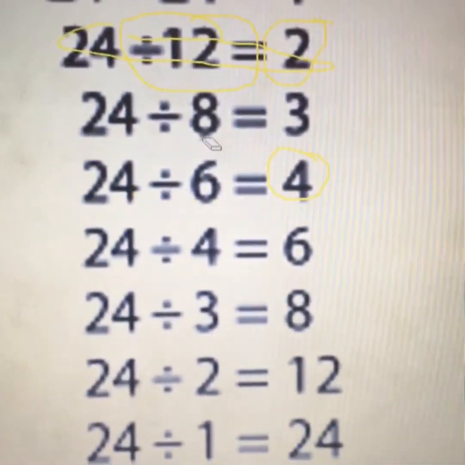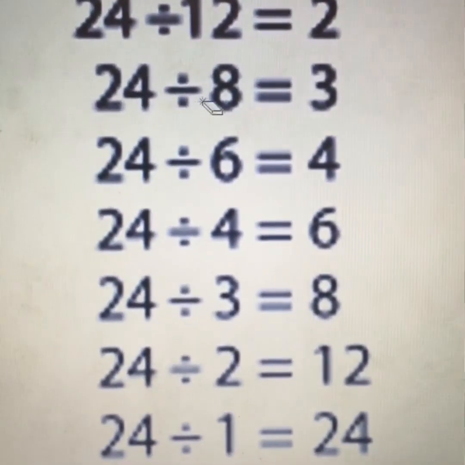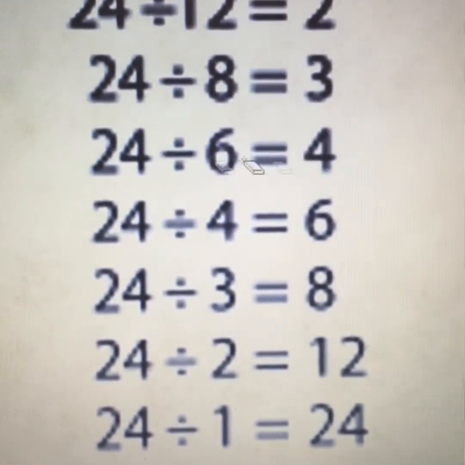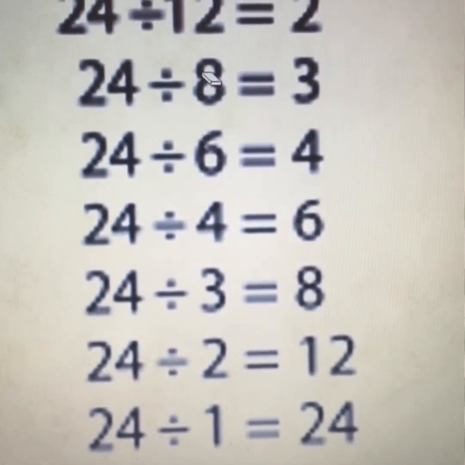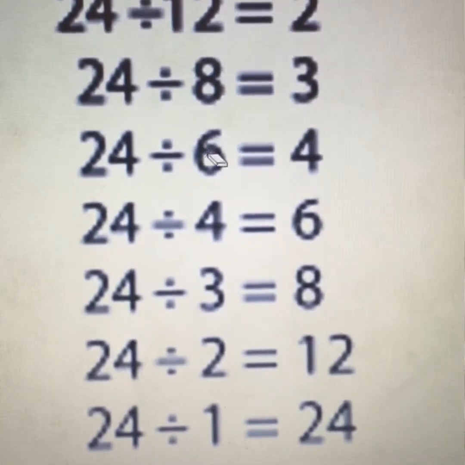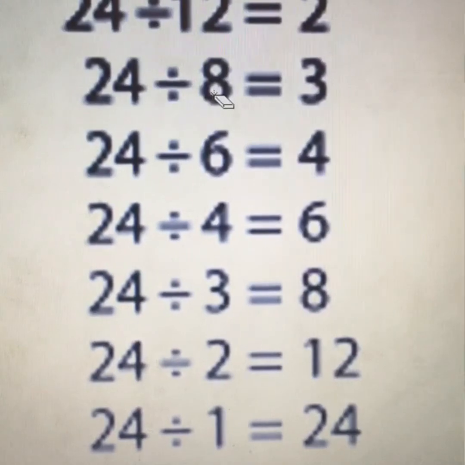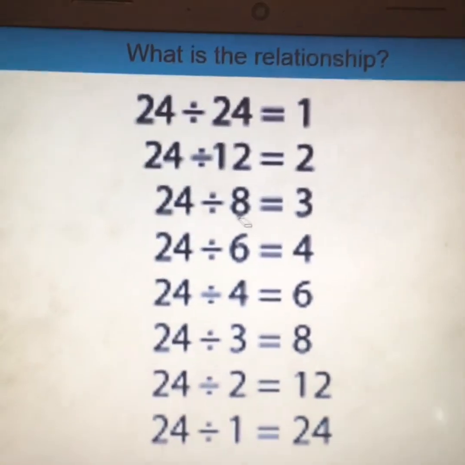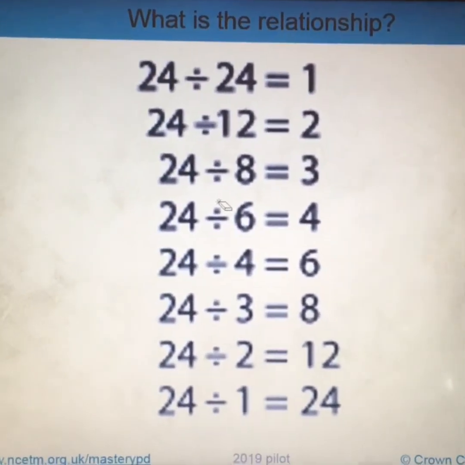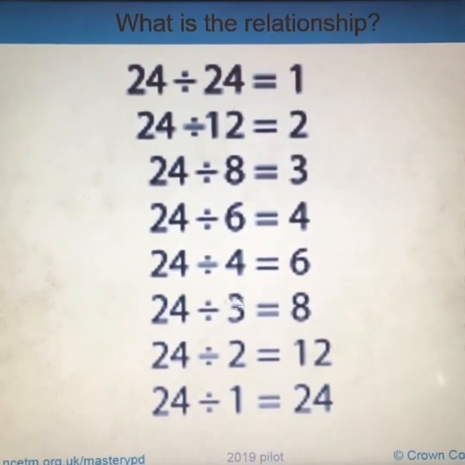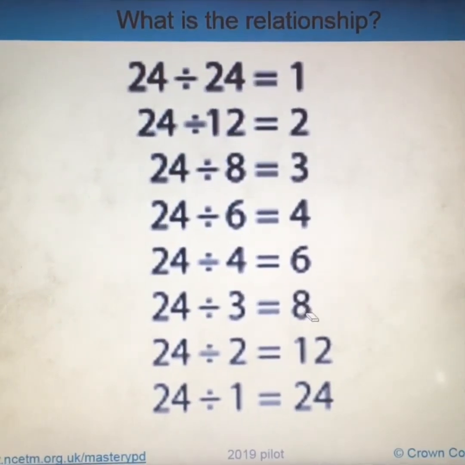Now, there's some on here that you would have struggled to find a relationship with. For example, this one, 24 divided by 8 and 24 divided by 6. And that's because there isn't a relationship between these two that divides or multiplies by a whole number, because 6 is not a factor of 8. So the only time this works is when there is a relationship, multiplying or dividing, not adding or subtracting, between the divisors, and then there'll be a relationship between the quotients. Okay?